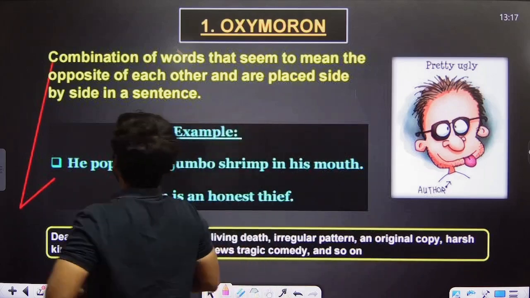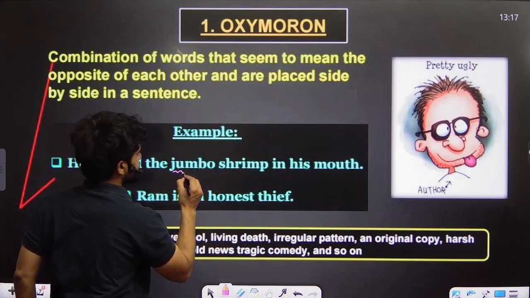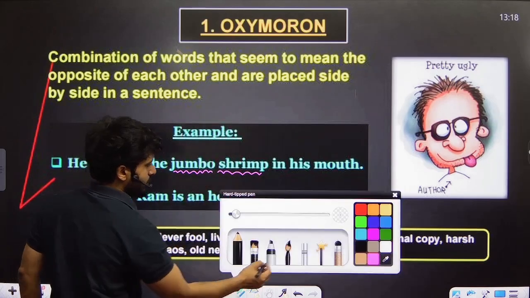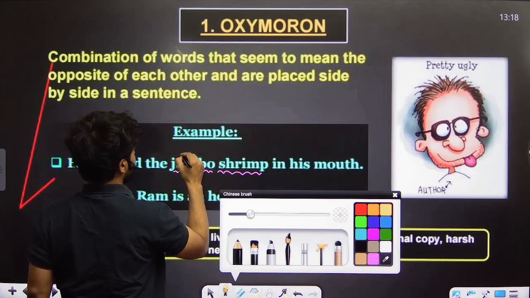Got it? Like, he popped the jumbo shrimp in his mouth. Here you are observing that jumbo means big and shrimp means tiny, little. These two different things are placed against each other. Jumbo means very large, huge.